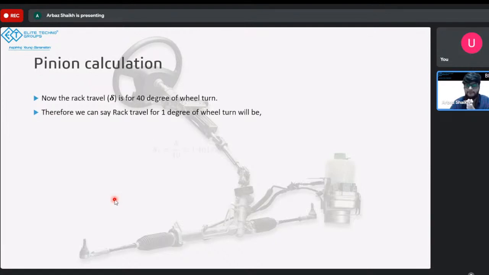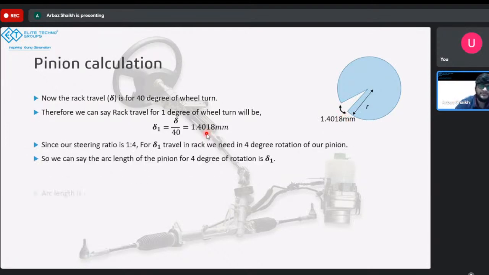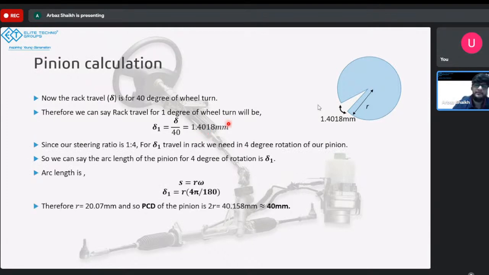We calculated the rack travel for 1 degree of wheel turn, and we then said, what would it be if this rack travel should be equal to the pinion's 4 degrees. And if the pinion is at 4 degrees, rack travel is equal to the circumference of the pinion. It means for 1 degree of wheel turn, we should have a 4 degree turn in the pinion. So 4 degrees of turn will be this distance. And with that, using the formula for arc length, we calculated the pinion diameter, which came out to be 40 mm.